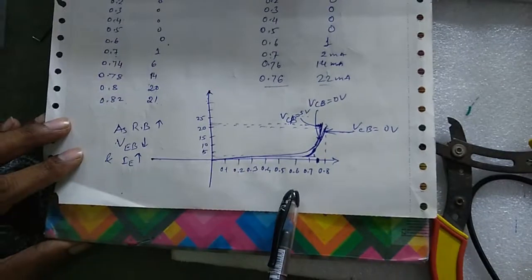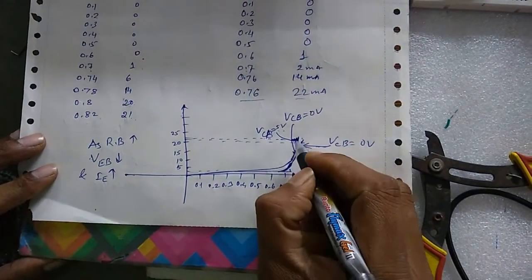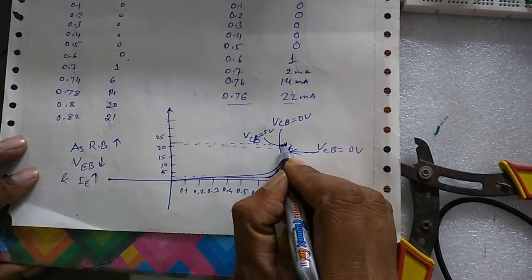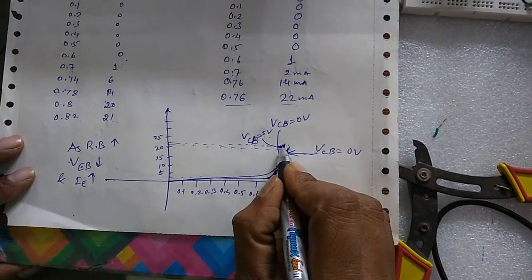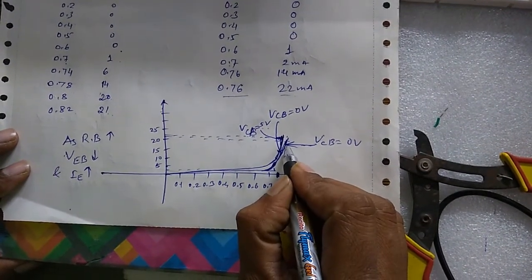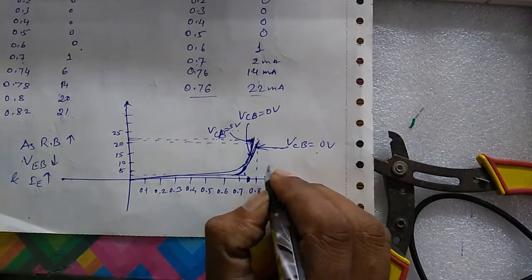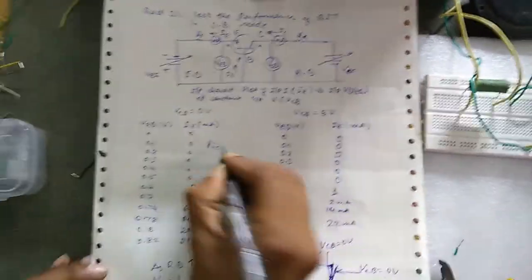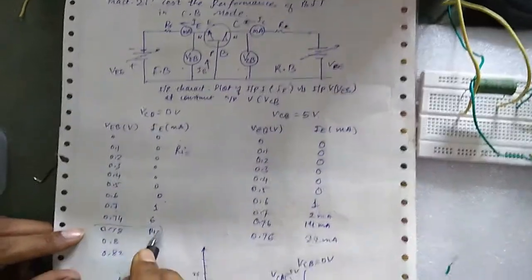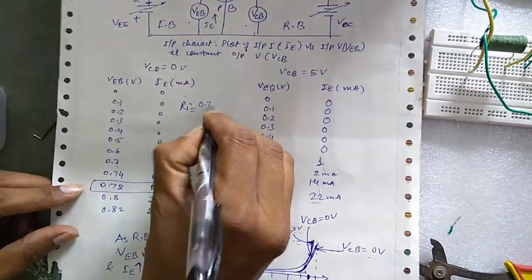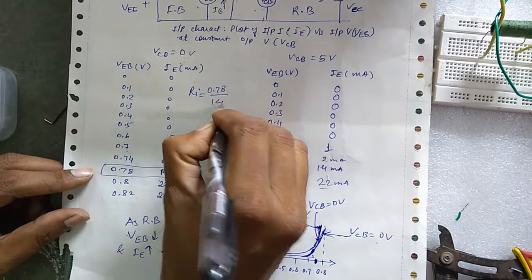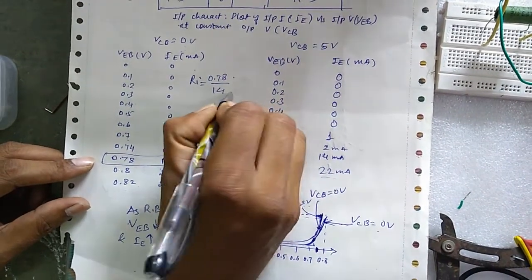We have plotted the observation table like this. So this is for VCB equals 5 volts and this curve is for VCB equals 0 volt. Now we will plot the input resistance. So Ri for VCB equals 0 is, say, let us take this value, 0.78 divided by 14, voltage divided by current.